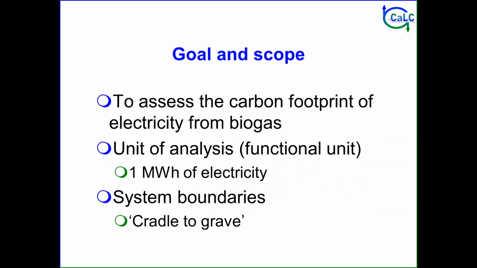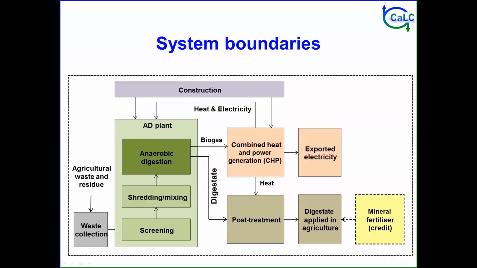So the goal and the scope, again, we will follow the steps as we defined in LCA: goal and scope, system boundary, functional unit, etc. Our goal, in simple terms, is to assess the carbon footprint of electricity from biogas. The functional unit is 1 megawatt hour of electricity. The system boundary is cradle to grave, so we would include every option.